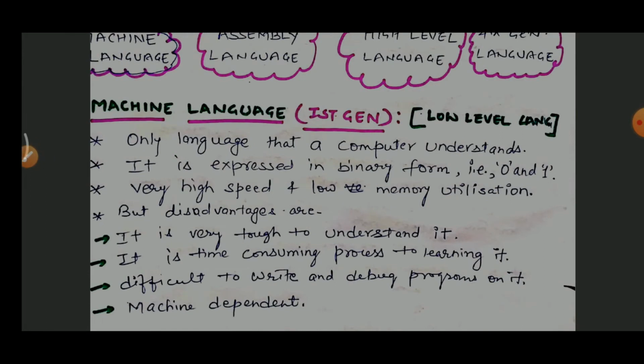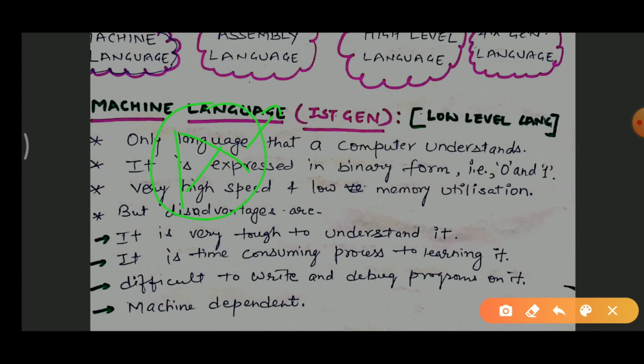In machine language, it is difficult to write and debug programs. One more disadvantage of machine language is that it is machine dependent. The meaning of machine dependent is, whenever we are writing any program in machine language, suppose we are developing a program in machine language on computer A, the program is designed for machine A.